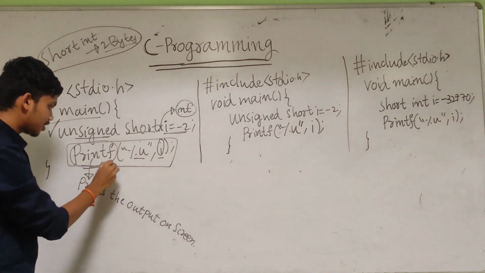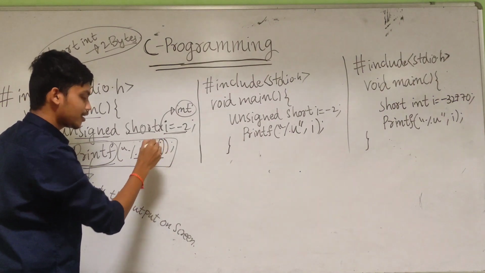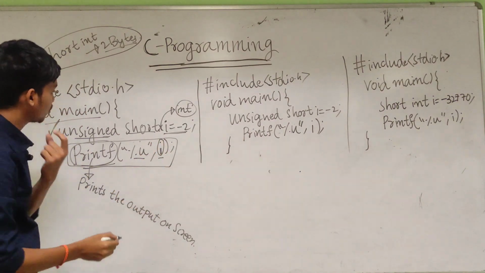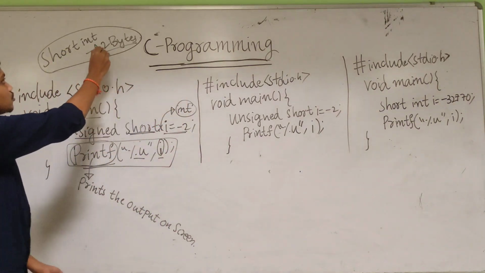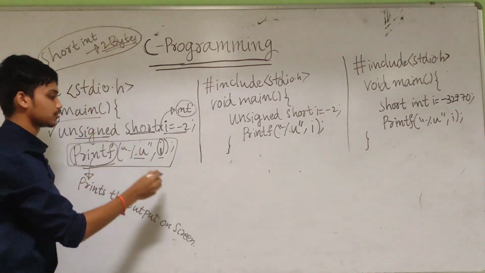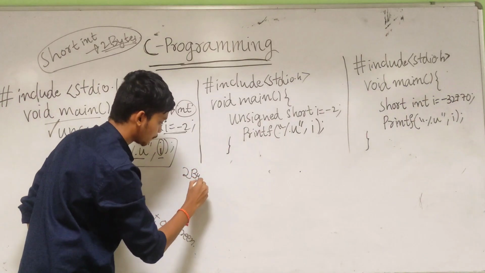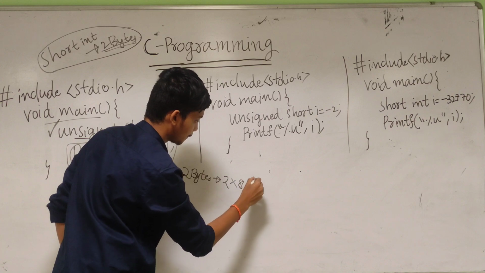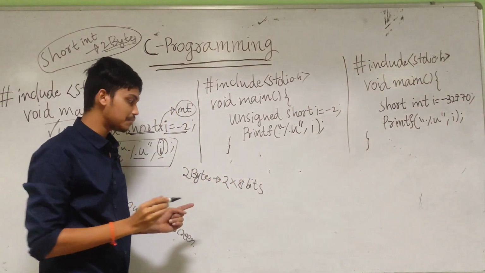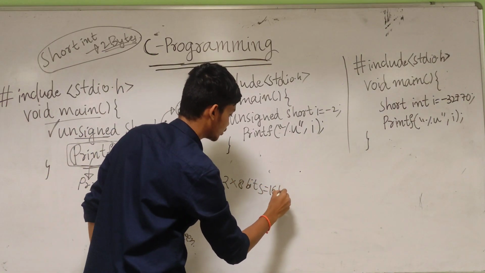Now observe this printf statement. We need to print I. That's all you need to understand up till now. And short I is minus 2. What is the range of short int? It is 2 bytes, which means 2 into 8 bits, because 1 byte is 8 bits, so that is 16 bits.